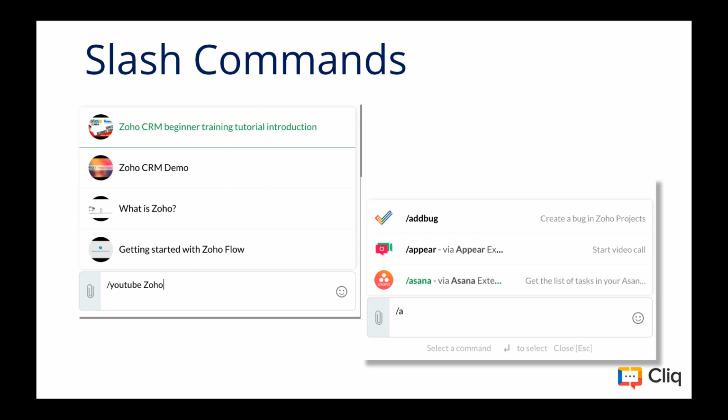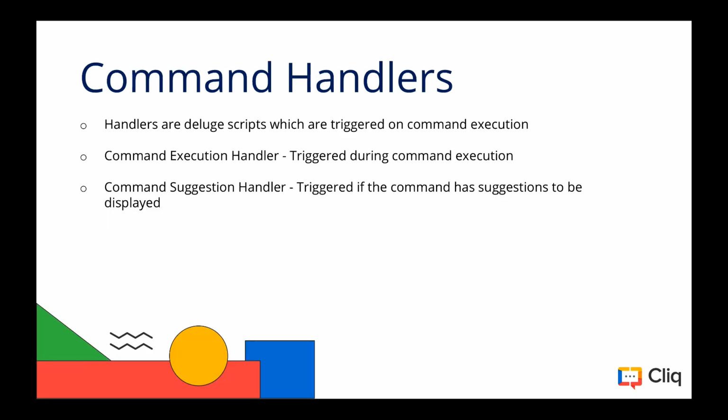So that was the basic information and a brief about what slash commands are. But what are command handlers? Handlers in Cliq are just Deluge scripts which get called when a command is triggered for execution. There are two types of command handlers: the execution handler and the suggestion handler. The execution handler is called during command execution and the suggestion handler is called when any suggestion is selected from the list of suggestions that are being shown.